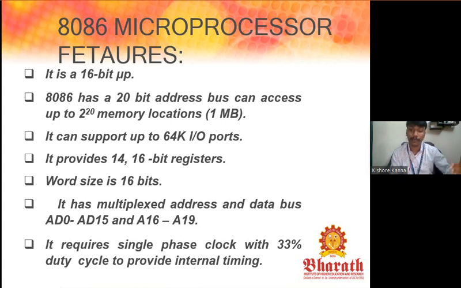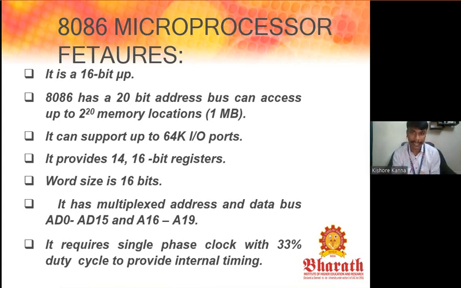And it can support up to 64K input and output ports, where a large amount of input sequence can be acquired and a large amount of output can be processed in a short time period. This is the ultimate aim of the 8086 microprocessor. It has 16-bit registers, and its word size, when the input data is given, processed and declared as output, is 16-bit. And it has a data bus.